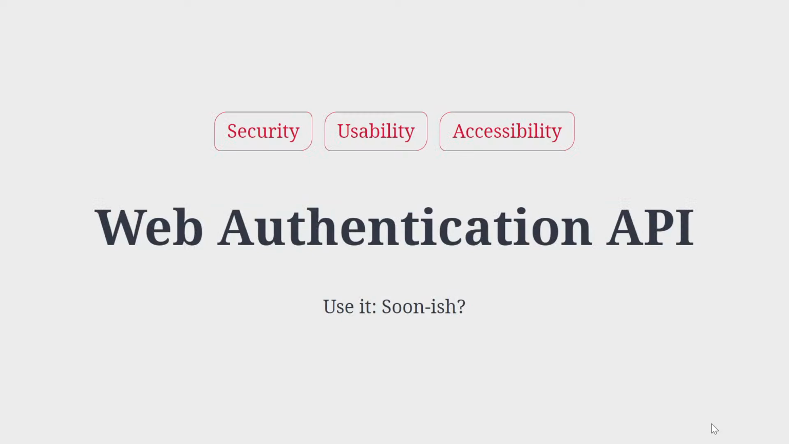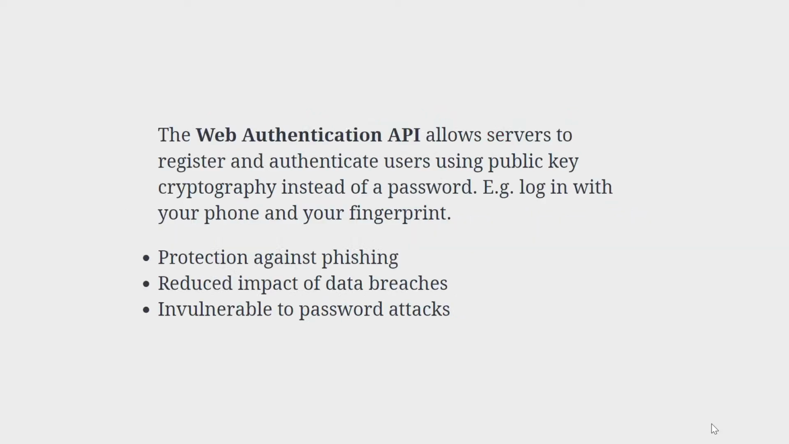There's a Web Authentication API. The idea is, it's a security idea. People use the same password everywhere. That's not safe. Also, we have accessibility concerns because not each and everyone is able to remember a password or handle passwords. So the Web Authentication API is meant to build a better system for that. And you log in, for example, with your phone and your fingerprint.